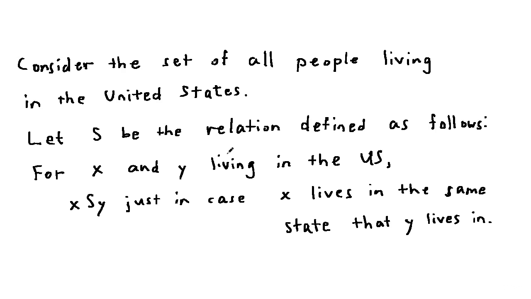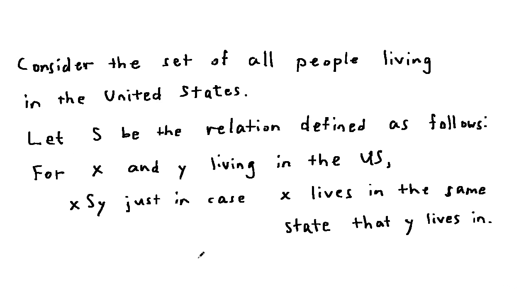Let's look at another example of an equivalence relation. Consider the set of all people living in the United States. Let S be the relation defined as follows. For X and Y living in the US, X S Y just in case X lives in the same state that Y lives in. Then S is an equivalence relation. It's easy to see that S is reflexive, symmetric, and transitive.